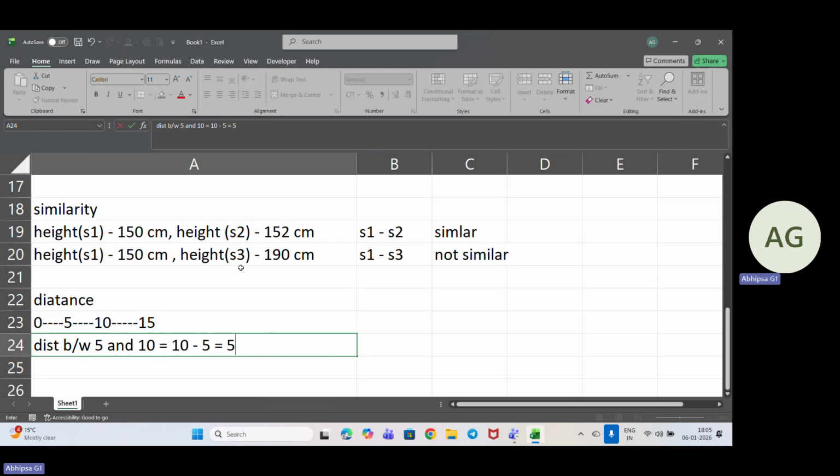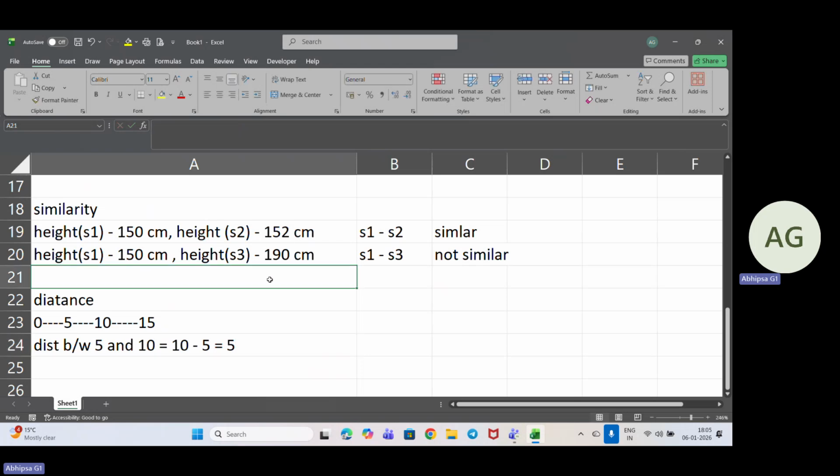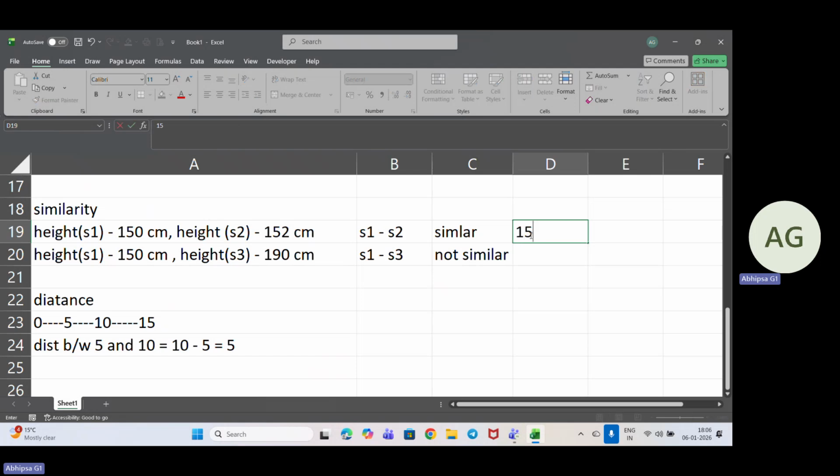Like here you can understand, from S1 and S2, we found it similar, right? Because the heights, 150 and 152, are very much similar. Now, let's take the difference of them. Of course, from this, the difference is 2 only, 2 centimeters only, right?